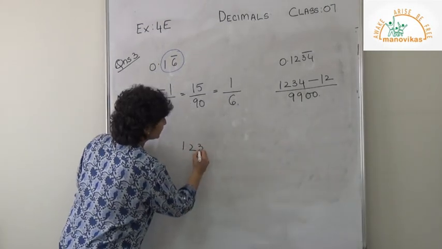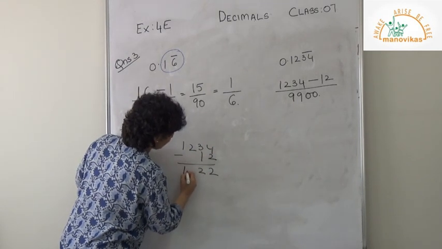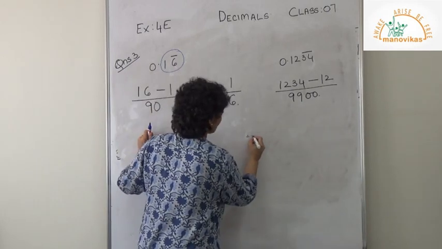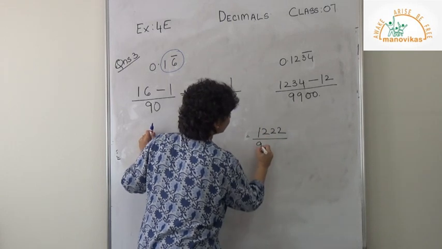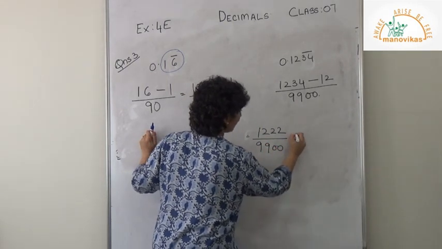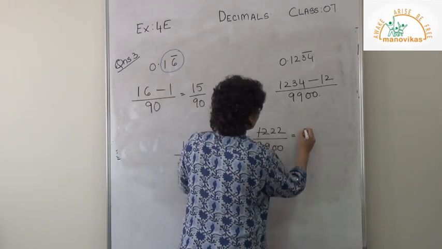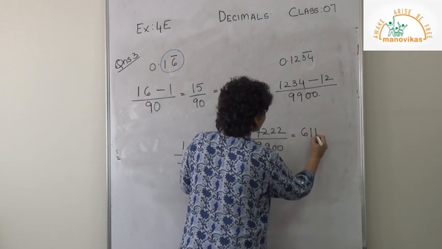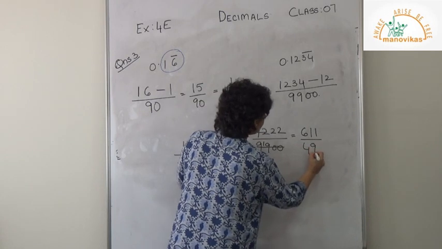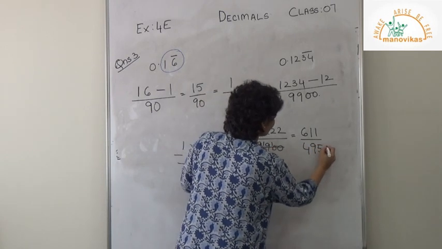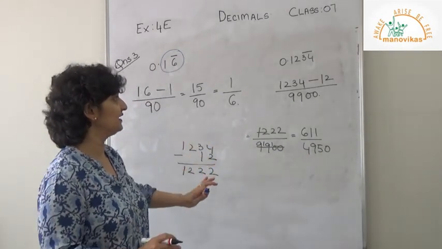1, 2, 3, 4 minus 12. 2, 2, 1, 2. So I get 1, 2, 2, 2 upon 9900. You can reduce this. 2 6s are 12. 2 1s are 2, 2 1s are 2. 2 4s are 8, 9. 2 9s are 18, 19. 2 5s are 10, 0. So, as long as you can reduce it or you can leave it as it is.